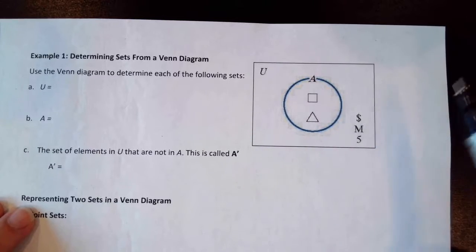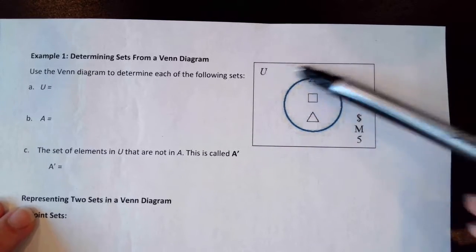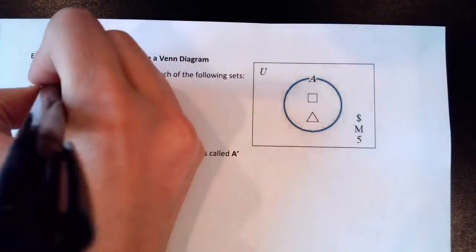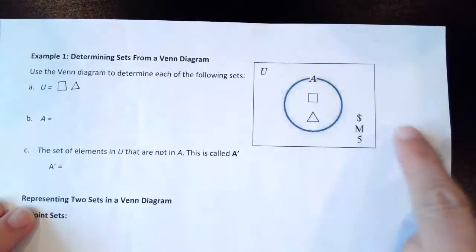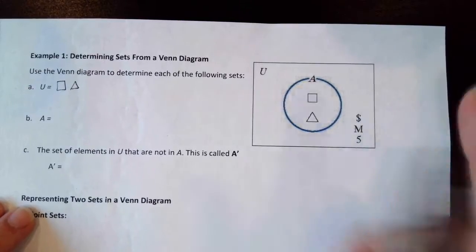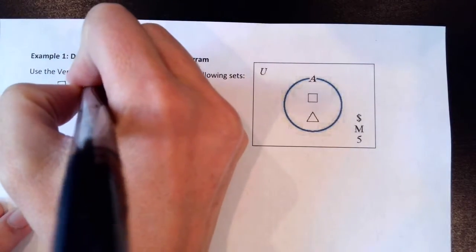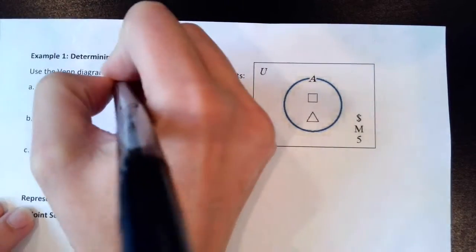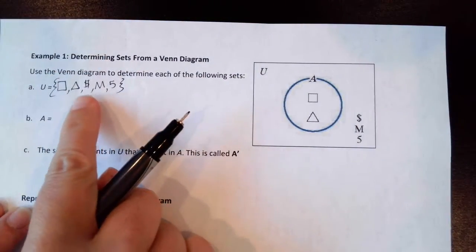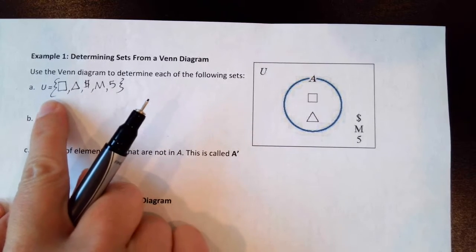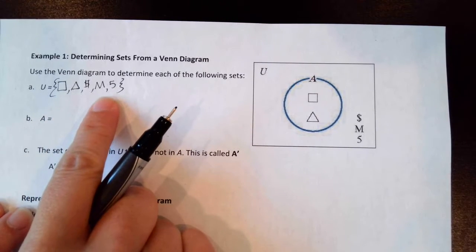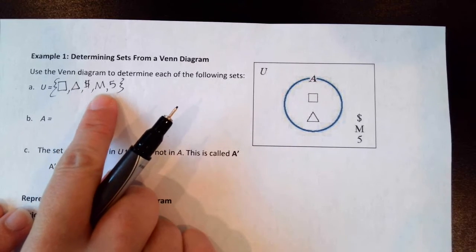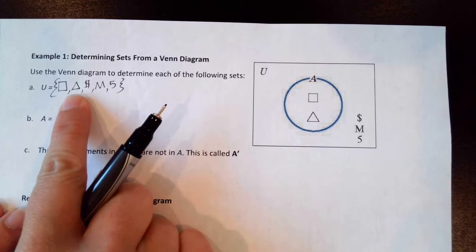So I need to go find all the things. So inside the rectangle, there's a square and a triangle. So I'm just going to draw myself a square and a triangle. And there's also a $ sign and an M and a 5. So $ sign, M, and 5. And remember that when we're talking about sets, we start and end with braces, and then we have commas in between. And also remember the order does not matter. So if you wrote $ sign, M, 5, and then a square and then a triangle, you're fine.